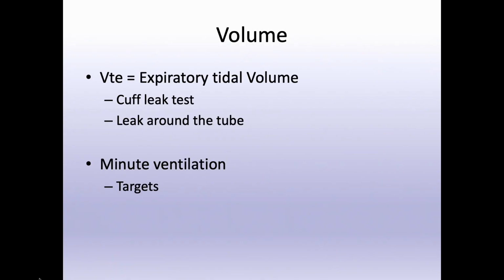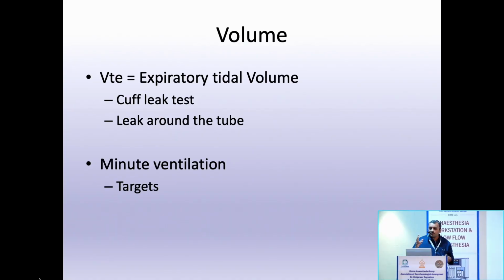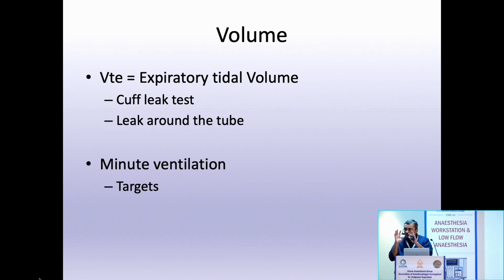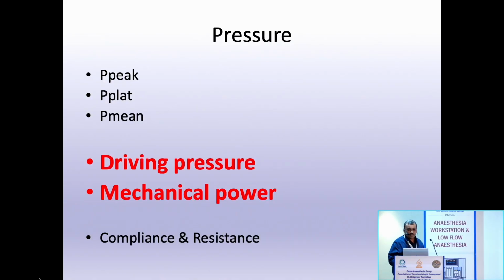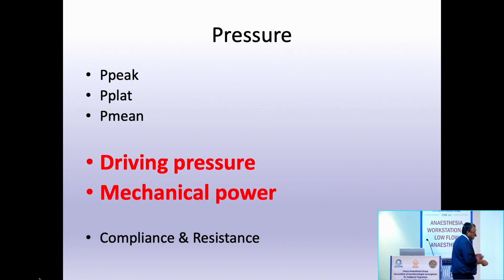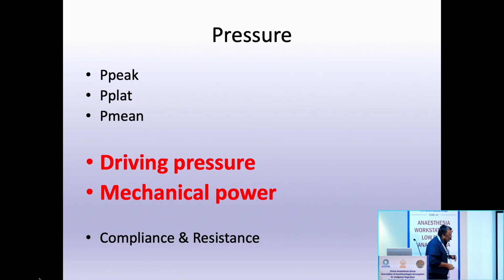Now, coming to the anesthesia machine spirometry. So you can have two important things to look into. You can look into the numbers, and you can look into the graphs. So for example, you can look into your tidal volumes, your cuff leak test and leak around the tube. You can talk about the minute ventilation and your targets. In the pressure, we talk about the P peak, P plateau and P mean. I'll come to this thing. But very important that we talk about at least driving pressure. All of us should be slowly familiar with the driving pressure.